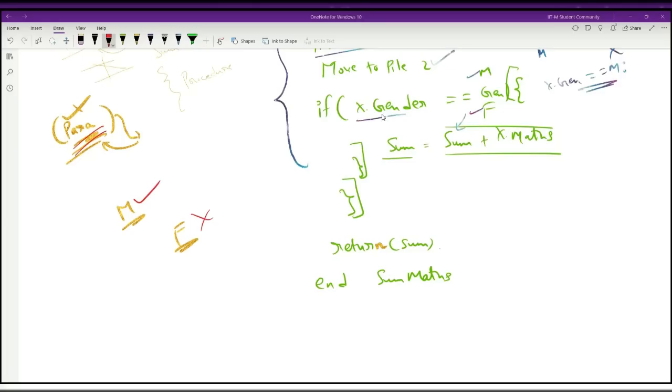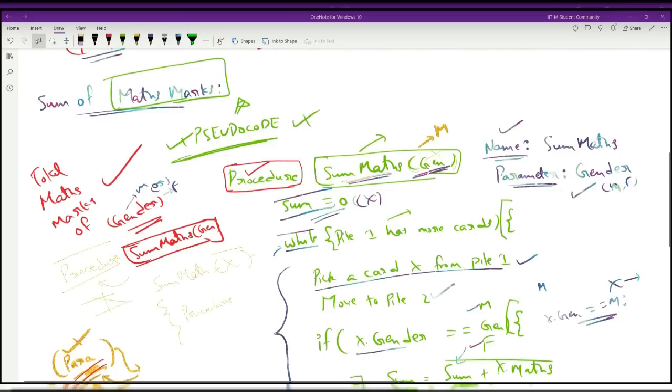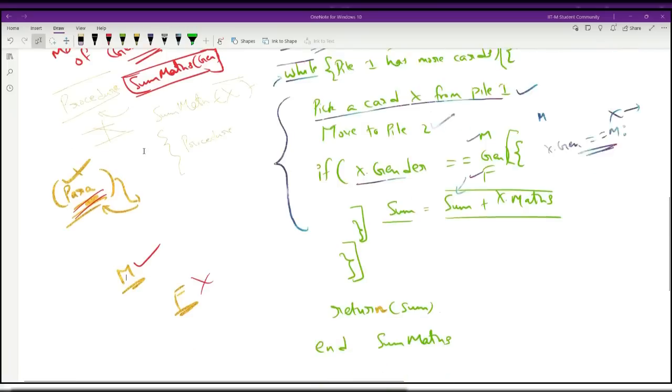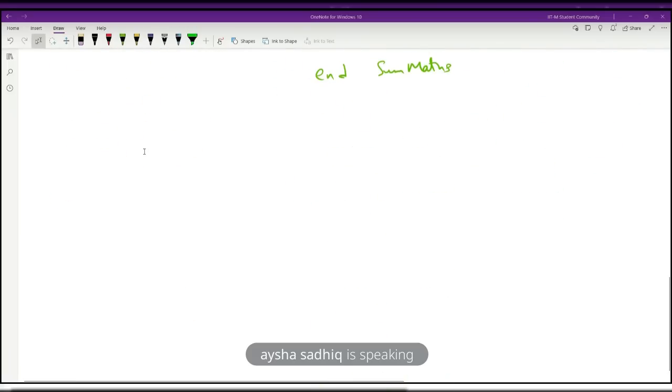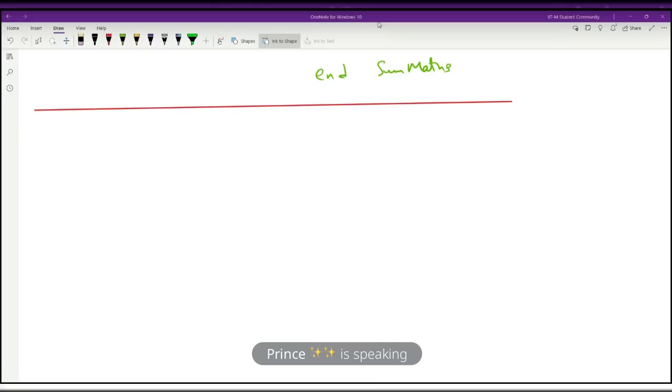One second, guys. Till now, we only saw pseudocode with one parameter. There is no limitation that a pseudocode or procedure should have only one parameter, but it can also have as many parameters as possible. Do you need some example for a procedure with two parameters as well? Yes, sir. Yes, definitely. We can just modify the previous procedure, right? Like instead of just sum maths, we can say sum of marks, and then pass on two parameters, subject and gender.